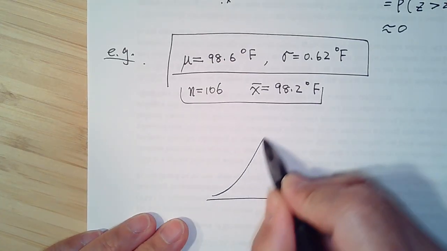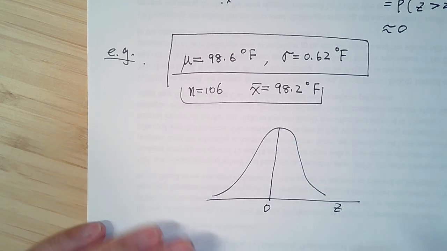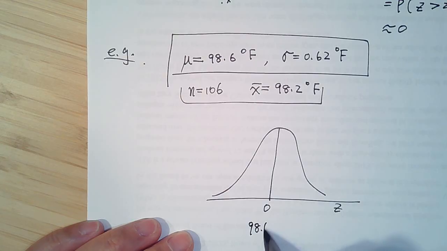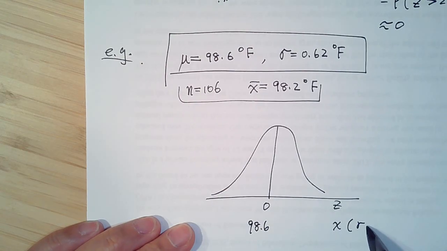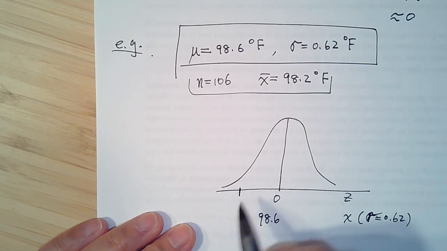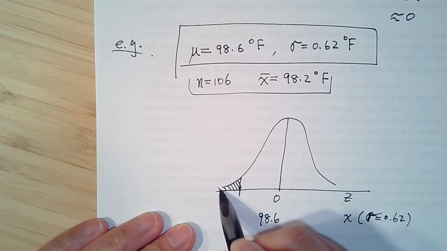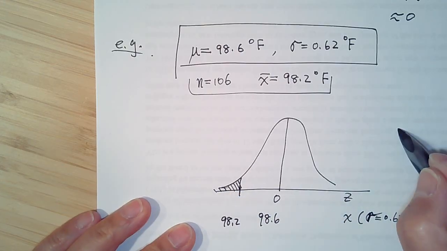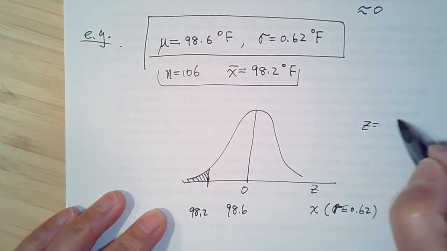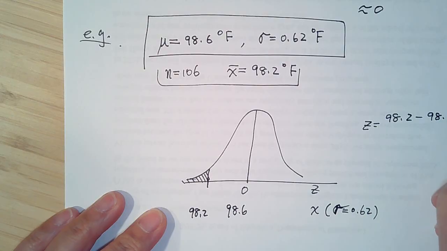It's going to be like this. Here's a 0, here's a Z, always. Here's 98.6, and here's the X, and the standard deviation is 0.62. Where is 98.2? Which is here, right? So here's 98.2. What's the chance you get that low, 98.2 or lower? So your Z score will be 98.2 minus 98.6 divided by 0.62.